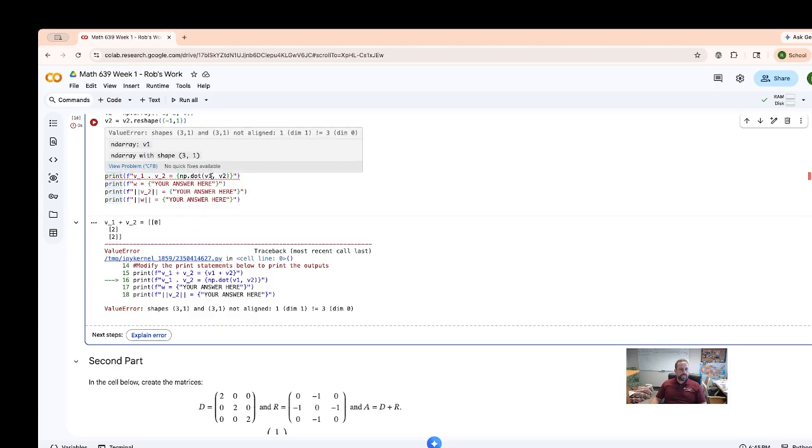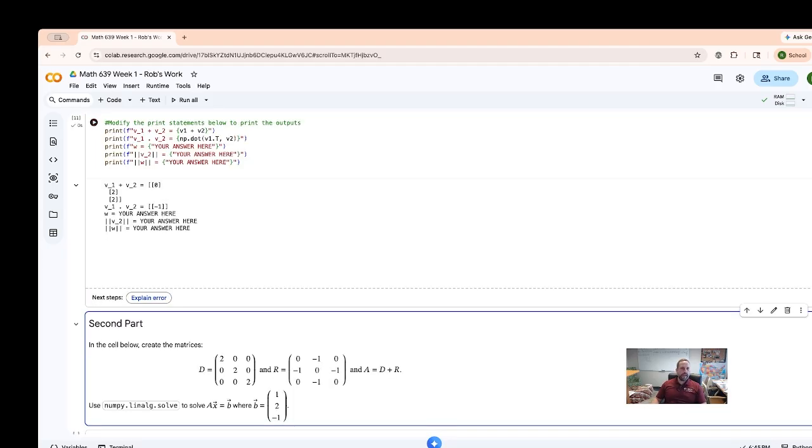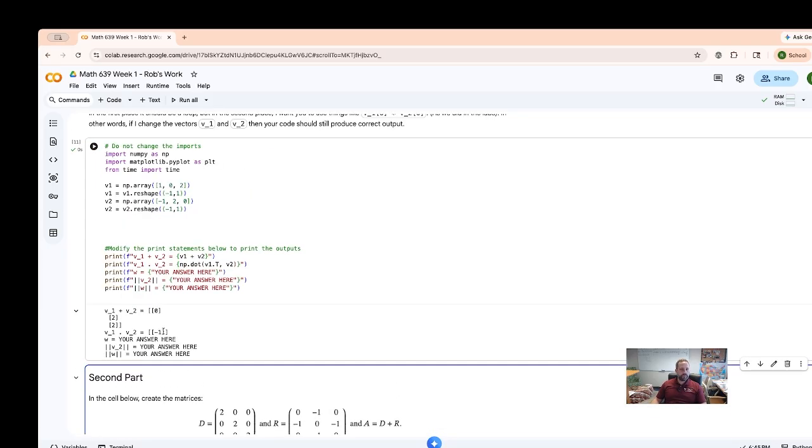The dimensions of this is 3 by 1, and this is 3 by 1. So we need this to be a 1 by 3. So we can do dot transpose here, and this is going to give us the transpose of V1. So this is V1 transpose times V2, or V1 transpose matrix multiplied times V2. And we're going to get this, which is minus 1.